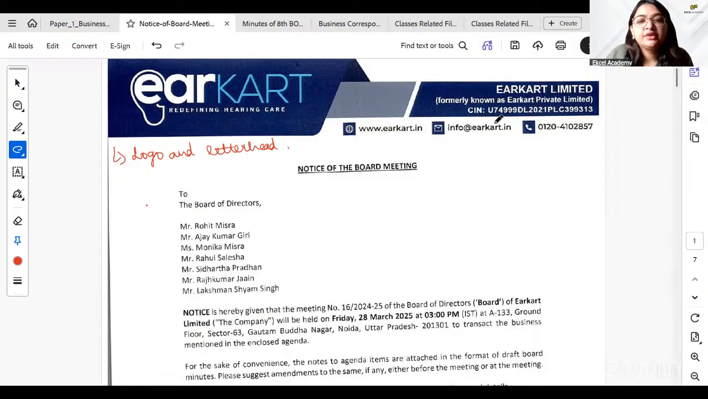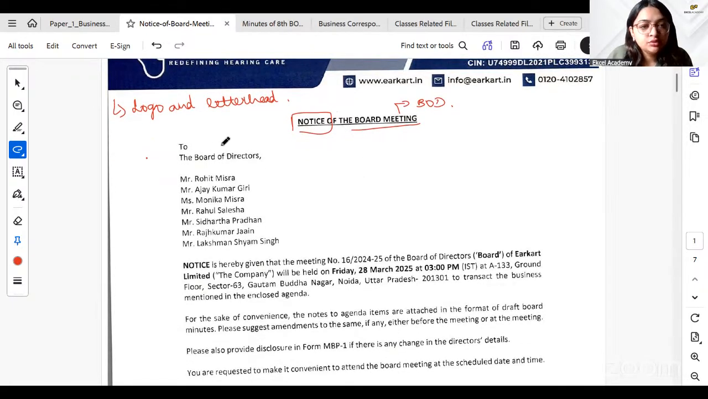It contains the name of the company, the CIN, the website, the email ID as well as the telephone number. And then you can say this is the notice of which meeting? Of your board meeting, right? Board meeting is meeting of your board of directors. Okay. So it is addressed to your board of directors. Then you have the names of the directors.